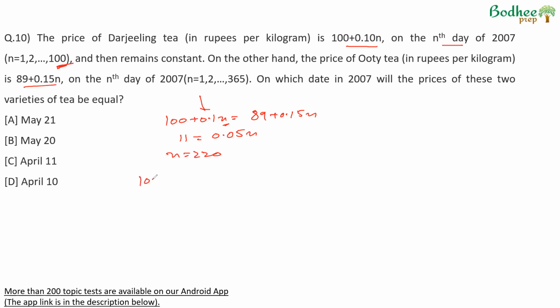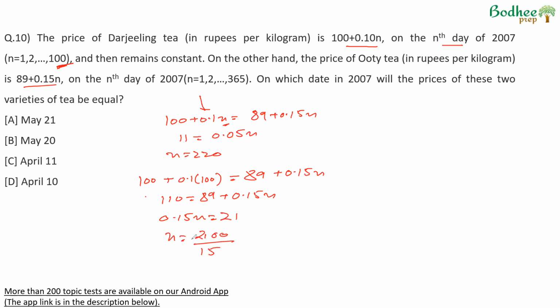So the price of Darjeeling tea will be constant at 100 plus 0.1 into 100, and this should be equal to the cost of OTT, which keeps on increasing on a daily basis. So this will become 110 is equal to 89 plus 0.15 N. 0.15 N therefore will be 110 minus 89, which is 21. So N will be 2100 upon 15.